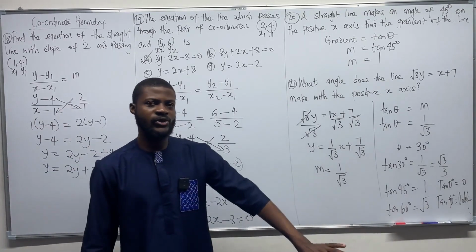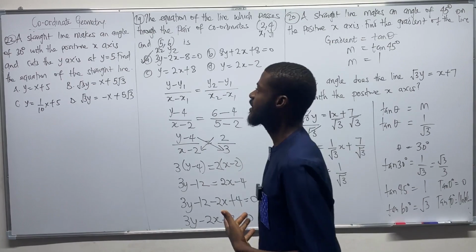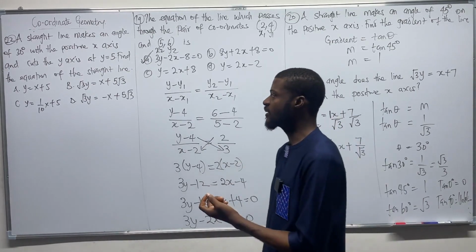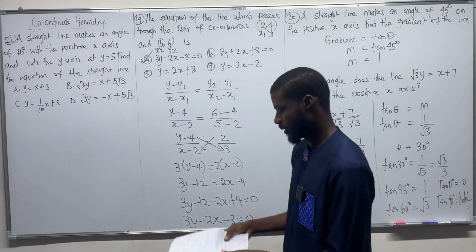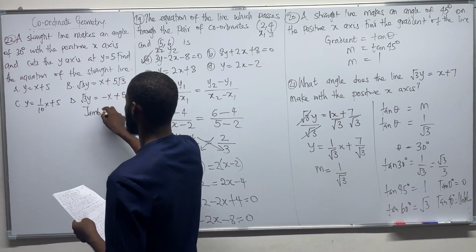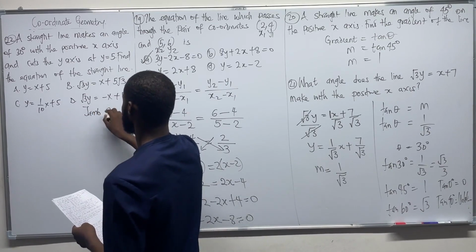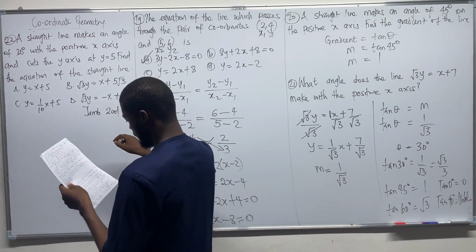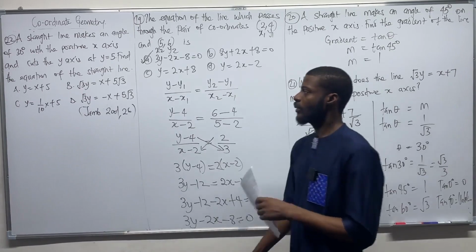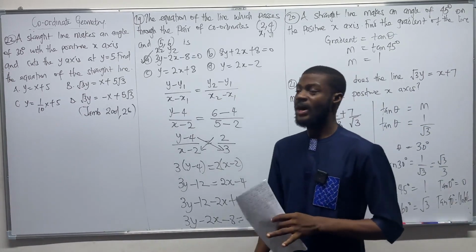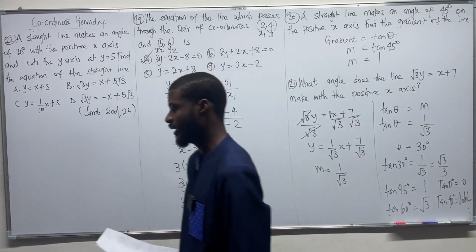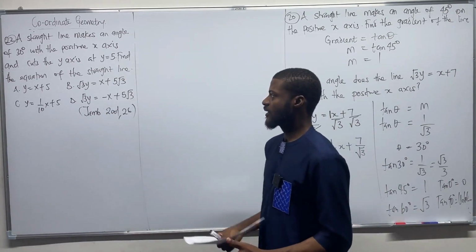Let's take a look at question 22. It says a straight line makes an angle of 30 degrees with a positive x-axis and cuts the y-axis at, okay, this is JAMB 2001, number 26. So we're asked to find the equation of the line. I think this is going to take up 2 spaces, so let me wipe the other side. Okay, so let us start solving this very problem.